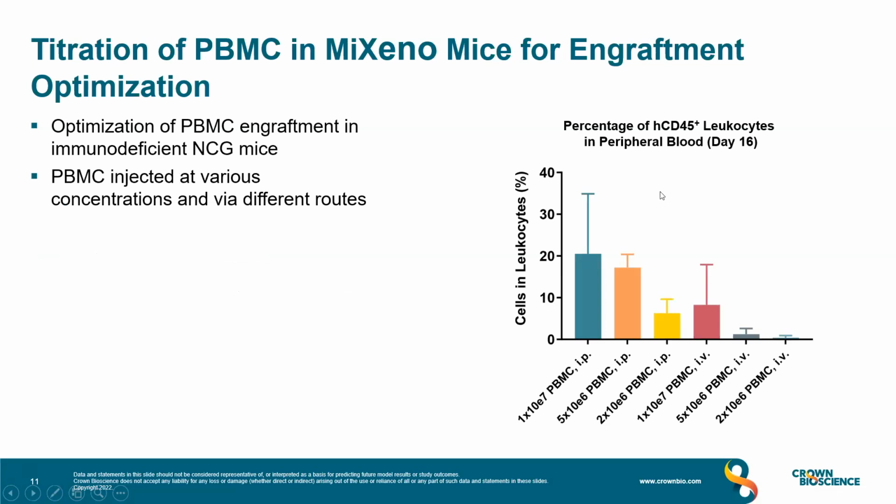So this is an illustration of just how we titrate the PBMCs and look at the CD45 expression levels in the blood at day 16 after injection. And we either inject them IP or IV. And as you can see, IP is a more efficient way to reconstitute these mice. However, you really want to titrate these PBMCs in to determine the optimal level of engraftment.